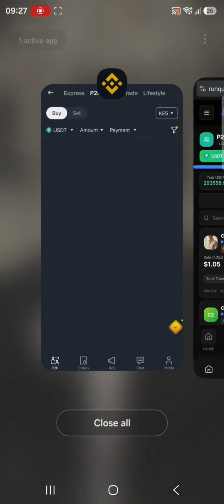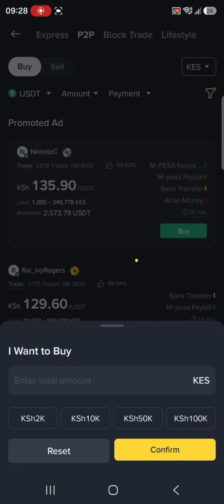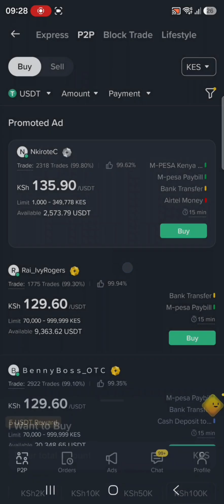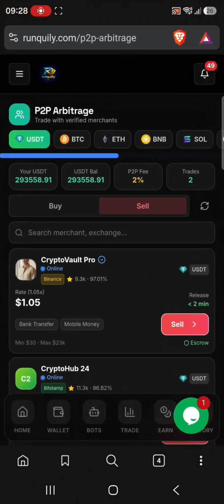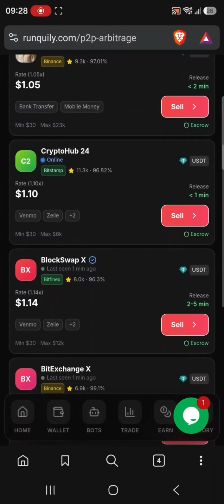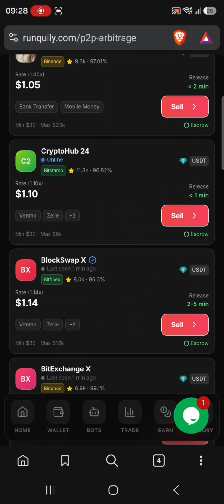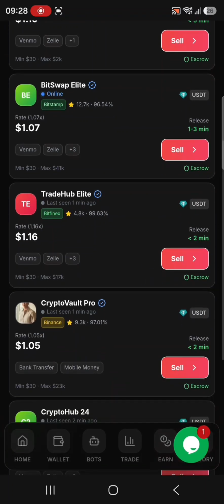So as I was saying, you buy assets here in P2P, 1 USDT can cost you 1.0. So in Kenyan shillings, it is 129, ranges with different countries. So we give that at a rate of 1.0. But in a decentralized platform, you can go and sell, you can see, at even a rate of 1.14. So this 0.14 is your profit. So 0.14 times your capital, that is your profits.